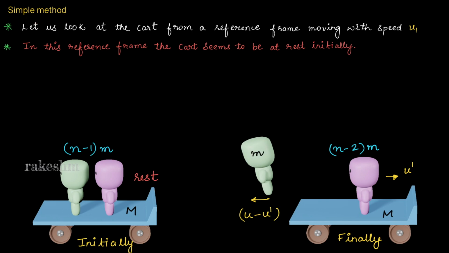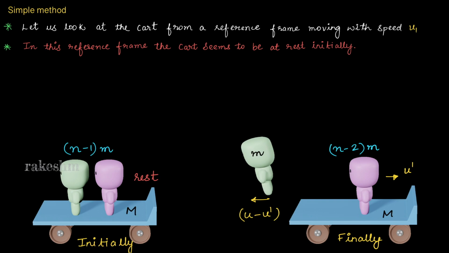In this method, we will look at the cart from a reference frame moving with speed u1. We will look at the car from this frame. So this cart is actually moving with speed u1. If we look at it from a reference frame which is also moving with u1 in the same direction, this cart will seem to be at rest. In this reference frame, the cart seems to be at rest initially.